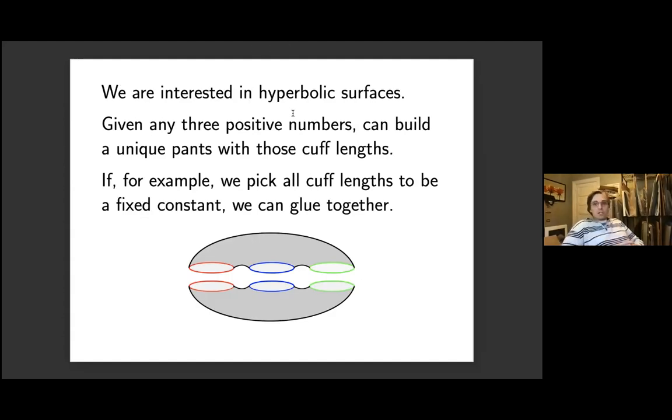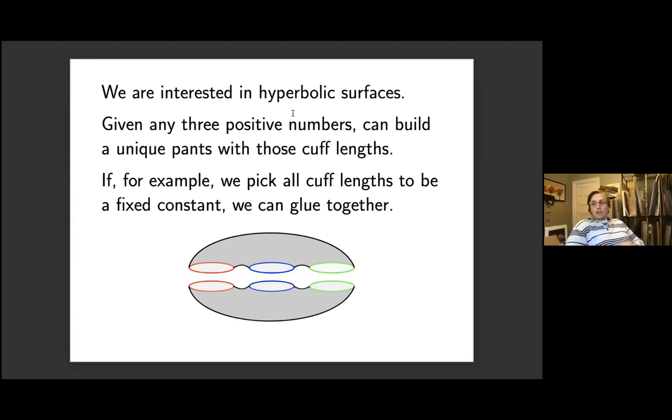But before we go any further, I should tell you what sort of surfaces we're interested in. I'm interested in hyperbolic surfaces, so that's constant curvature -1. The universal cover is the hyperbolic plane. And there are various ways to build these surfaces, as we'll see. A nice starting point is via pants. A pants is a sphere minus 3 disks. And given any 3 positive numbers, you can build a unique hyperbolic pants. The 3 boundary curves are called cuffs in this context. The 3 cuffs of the pants are geodesics of those lengths.